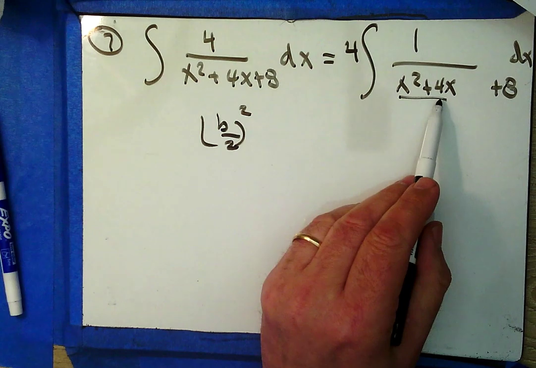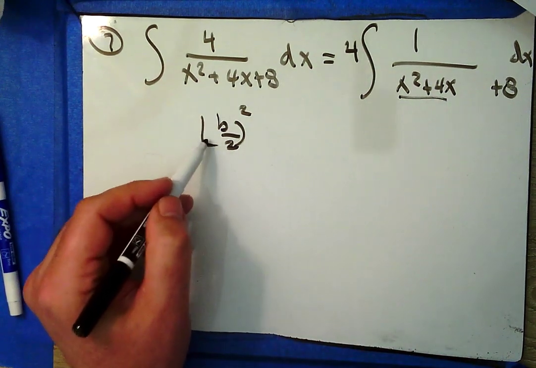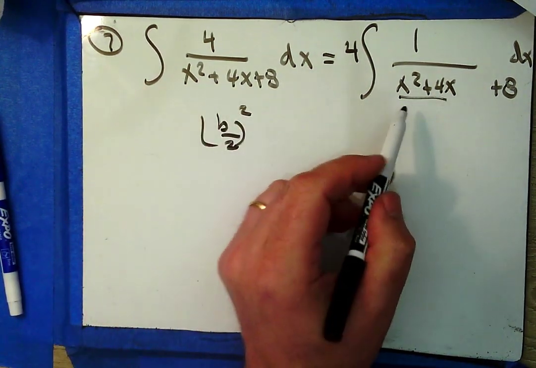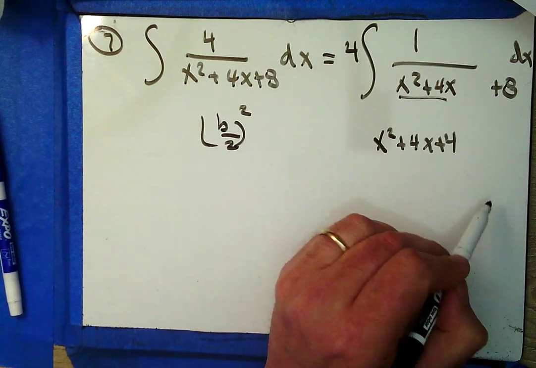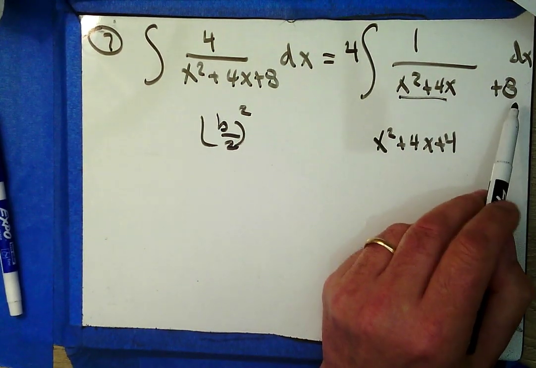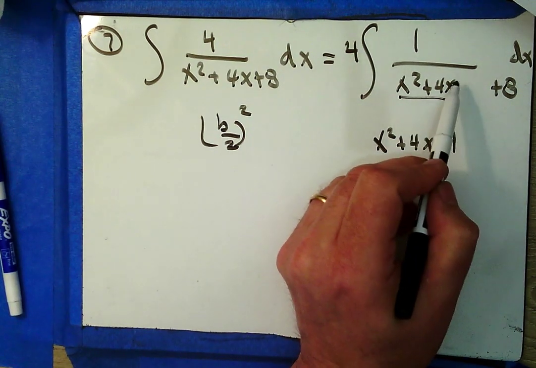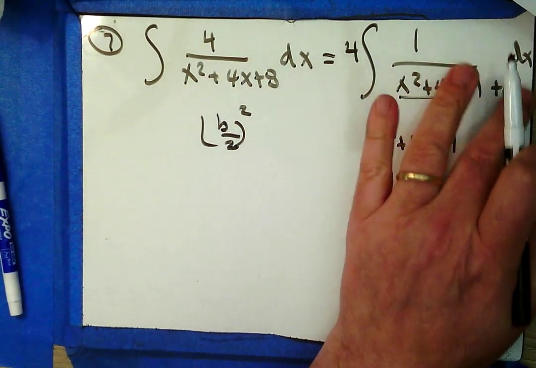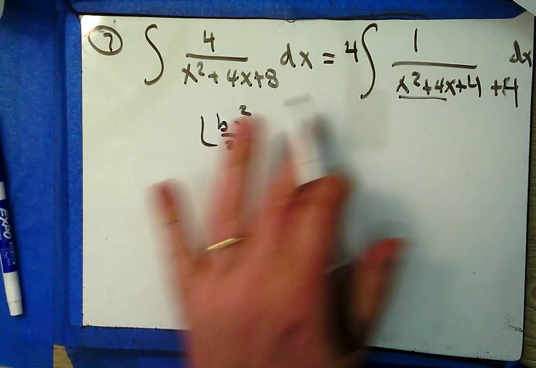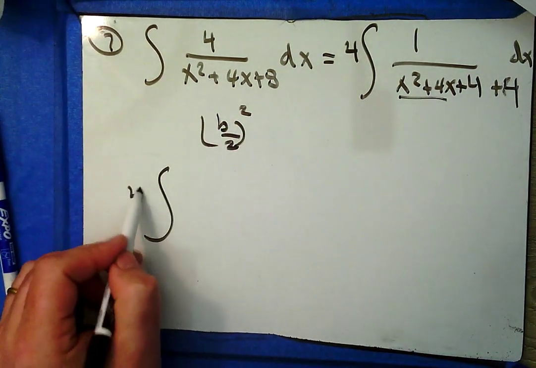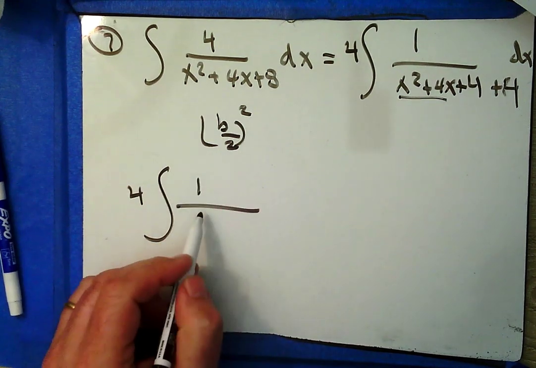Our b value is 4. 4 divided by 2 is 2. 2 squared is 4. So I really want x squared plus 4x plus 4. Well, I have this 8 here, so I'm going to take 4 from that 8, and that will leave me 4 left over. And so I can rewrite this integral then as 4, 1 over.